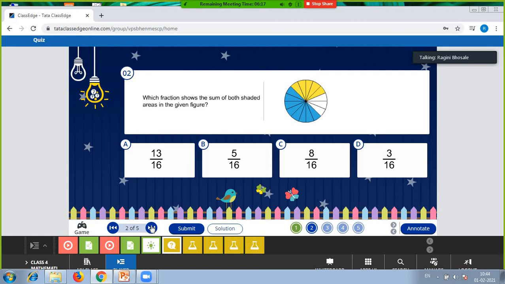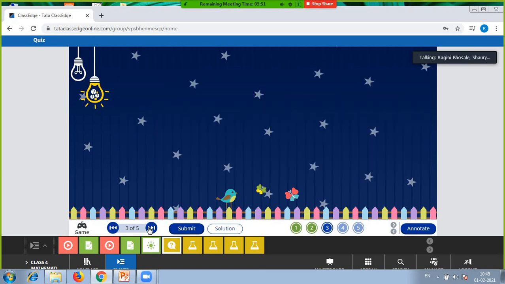Which fraction shows the sum of both shaded areas, means yellow also and blue also? First you have to see the total parts and then count the shaded ones. What will be the answer? 13 upon 16. Correct.